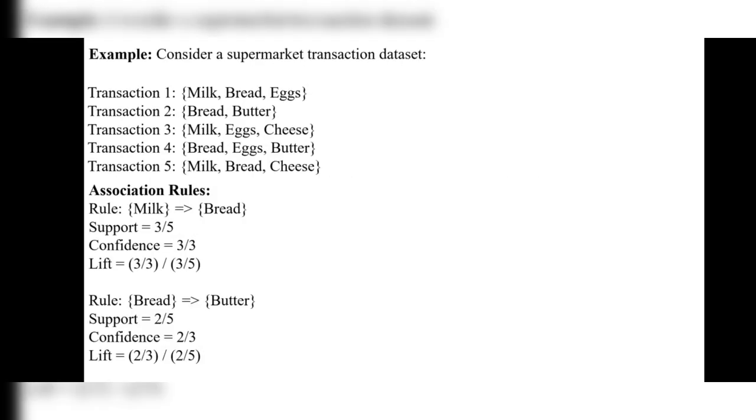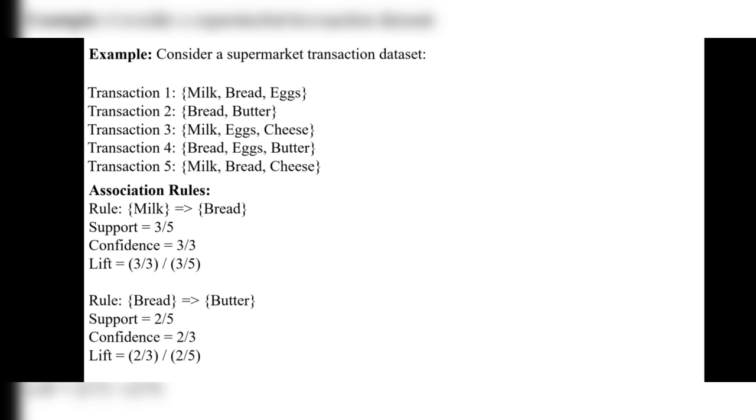Let's see here. Consider a supermarket transaction data set. We have 5 transactions here. In transaction 1, milk, bread, eggs. In transaction 2, bread and butter. In transaction 3, milk, eggs, cheese. Transaction 4, bread, eggs, butter. In transaction 5, milk, bread, cheese. See, in these 5 transactions, there are similar products purchased by 5 members. That is 5 customers. So what is happening in association rule?